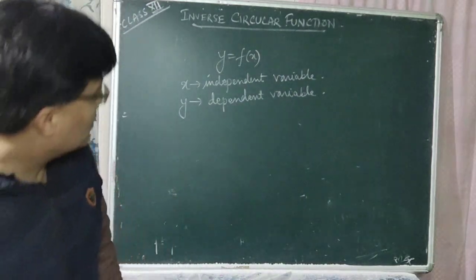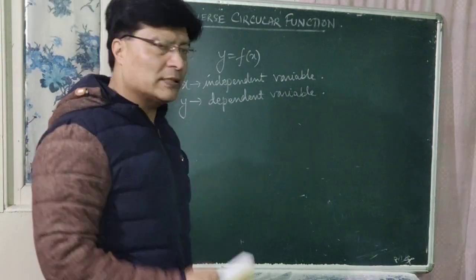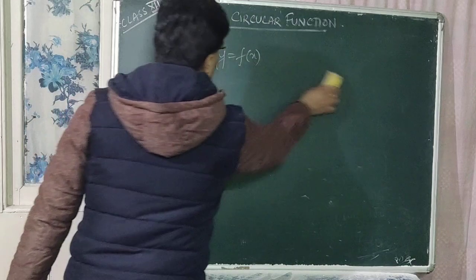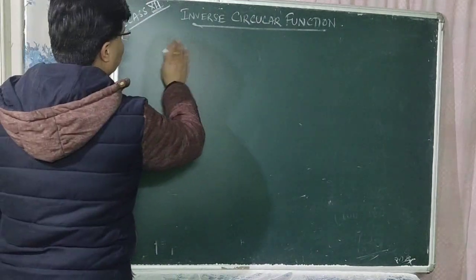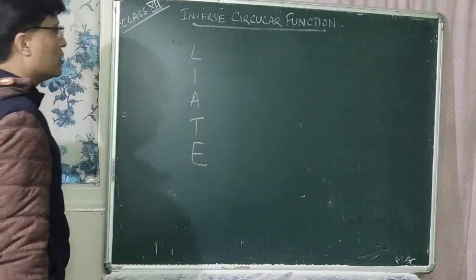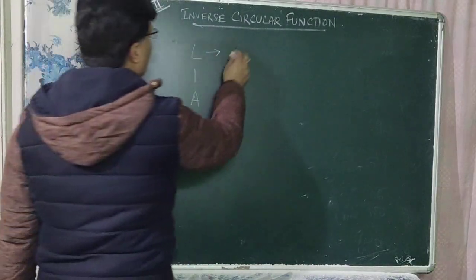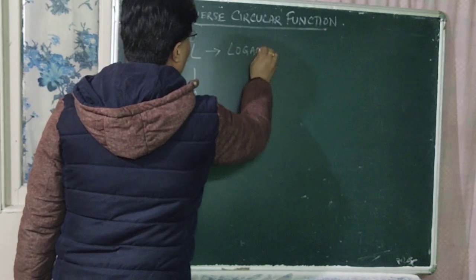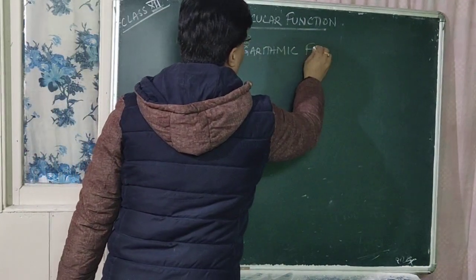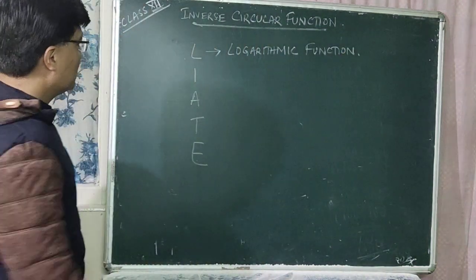Actually there are 5 types of functions. I already told you about it in class 11. So the 5 types of functions are: you have to use the word LIATE. L is the logarithmic function.